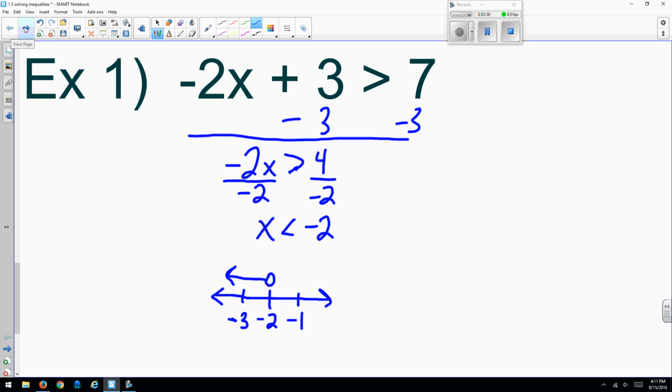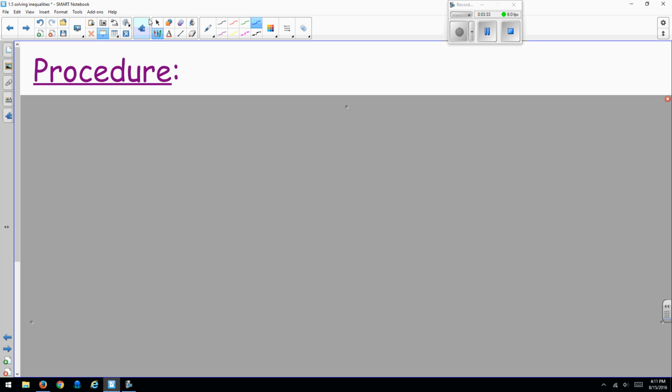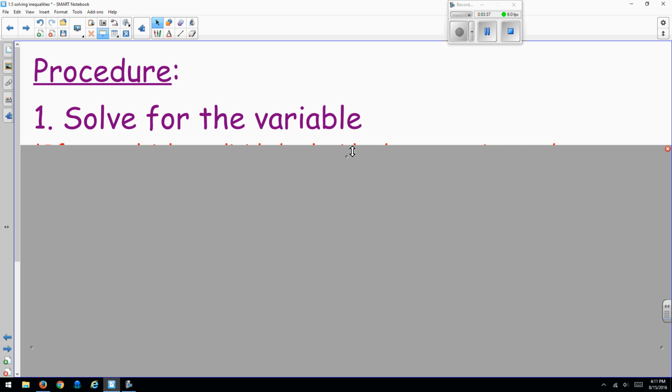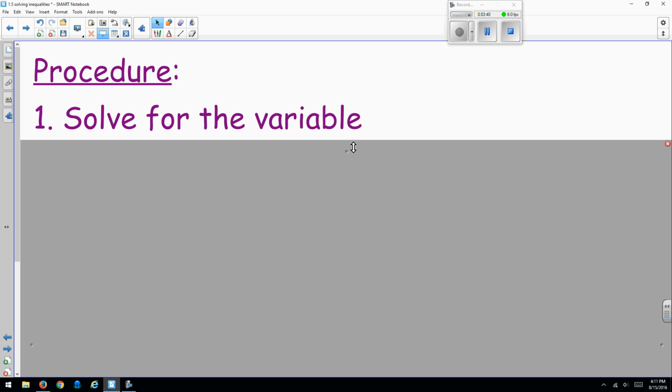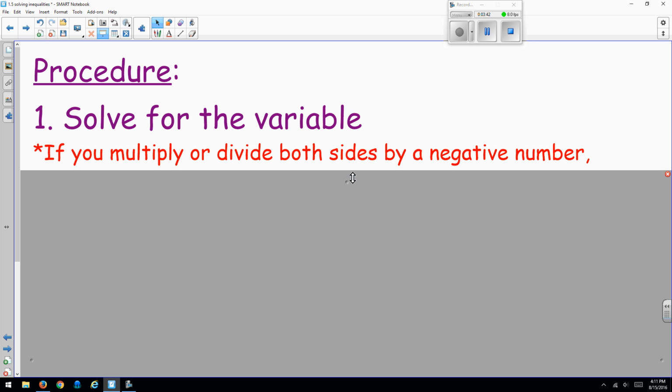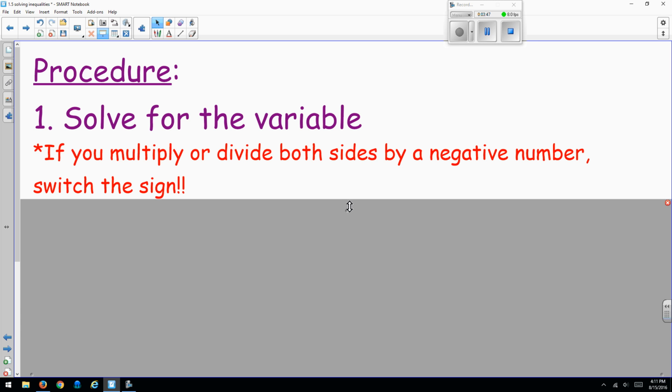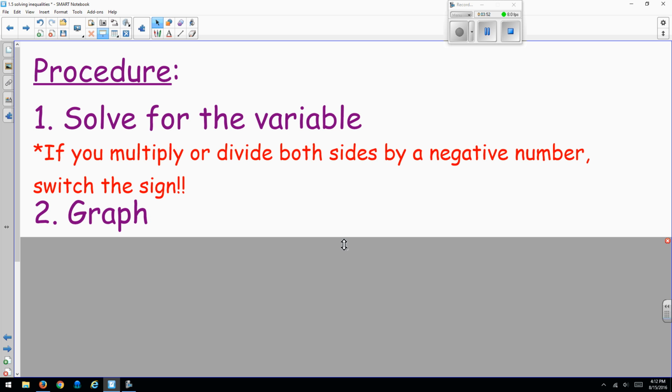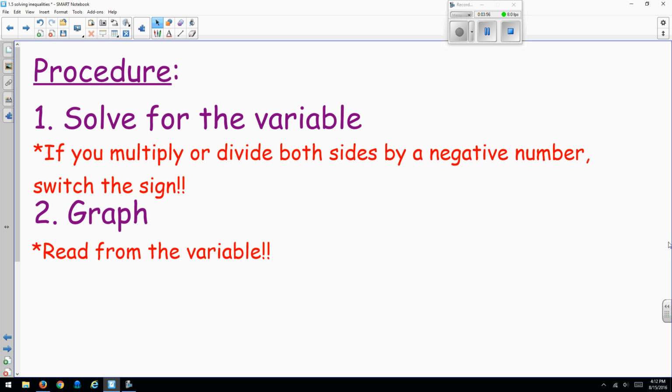So let's get this procedure down. Step 1 in the procedure, solve for the variable. Here's what's key, is that if you multiply or divide both sides by a negative number, you have to switch the sign. Step 2 is graph. And what I want you to remember there is when you go to graph, read the inequality from the variable. And we'll certainly talk a little bit more about that in class.